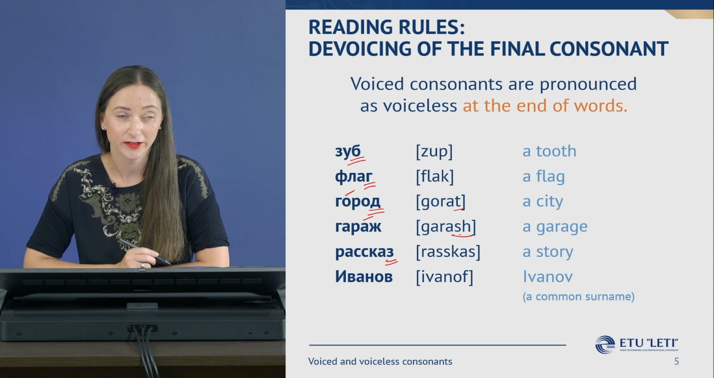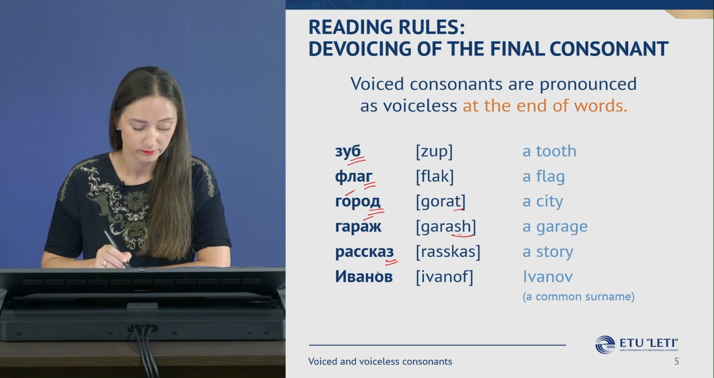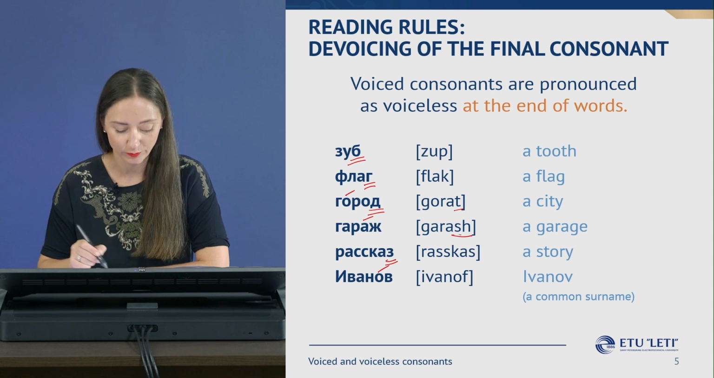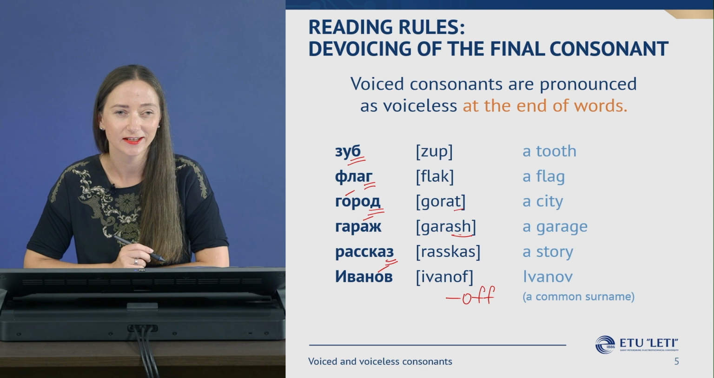And this surname, you can see that a lot. It's a very typical Russian surname. Ivanov. That is why sometimes you see that Russian surnames are spelled with ov at the end, right? In Latin or English spelling. That is because the final v is pronounced as f all the time. Ivanov.